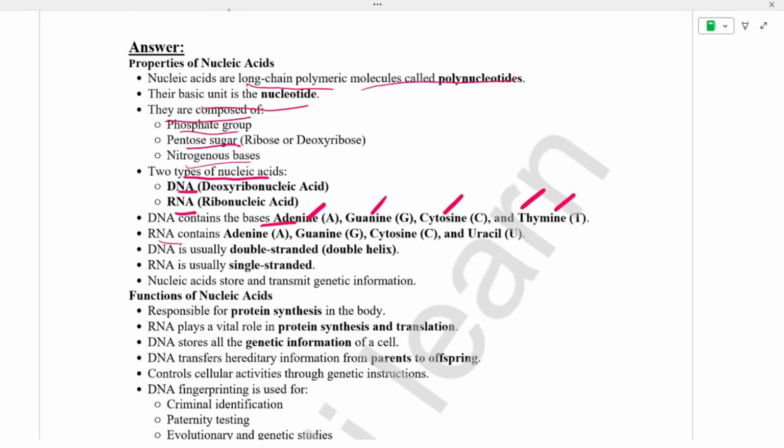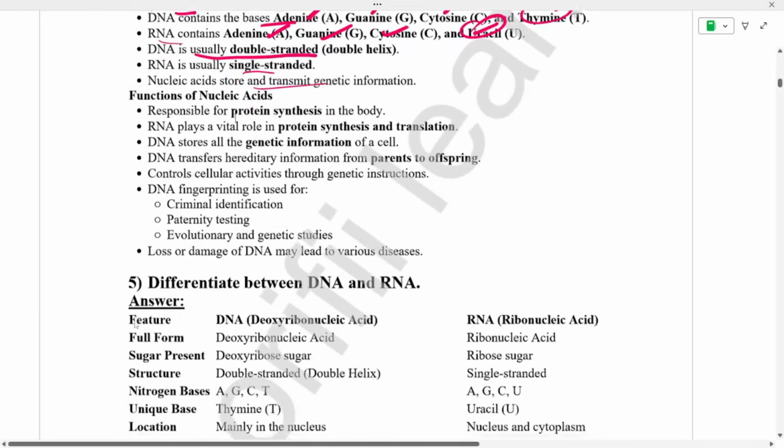And RNA consists of what? Adenine, guanine, cytosine and uracil, okay, this will be changed. Next, DNA is double stranded, RNA is single stranded. These nucleic acids store and transmit the genetic information mainly. Functions are also given, you can see this, okay.